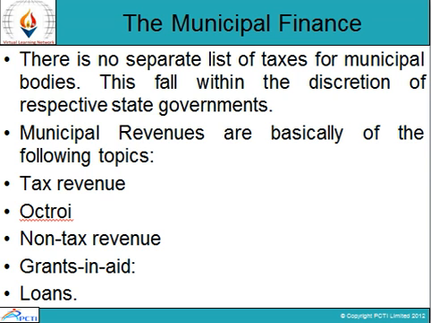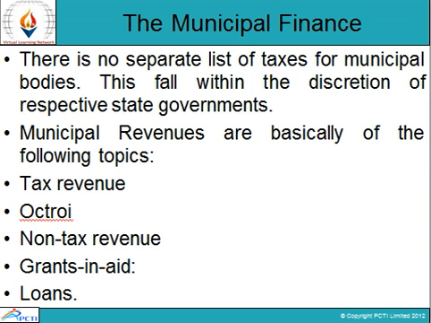Next is octroi. Tax on entry of goods into the local area for consumption or sale therein is popularly known as octroi. It is the most traditional tax and a major source of local revenue. It accounts for about 60 to 80% of total revenue of the urban local bodies where it is imposed.